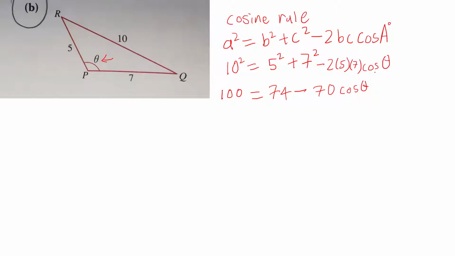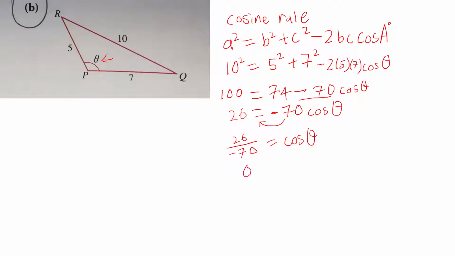People can actually do up until this working with no issue. The issue here is after moving the 74 over. If I move the 74 over, it becomes 100 minus 74, which gives me 26. This is also not an issue. The only issue is people might make the mistake of writing 70 cosine theta. Just take note, the negative sign belongs to the 70, so it is actually negative 70. When we move negative 70 over, it is times, so when we move it over, it becomes divide. So 26 divided by negative 70 is equal to cosine theta.